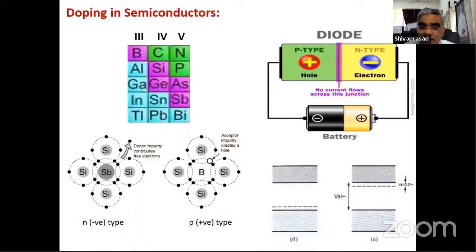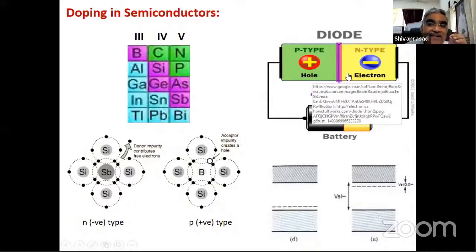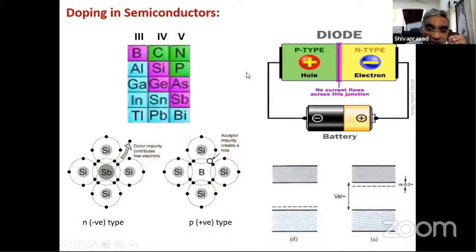Now, see here. What I do is create a diode, right? You know, LED means light emitting diode. A diode means there are two things, not only one. So you have one side that is a p-type semiconductor and the other an n-type semiconductor. And when you connect the battery across the two, that is what happens.